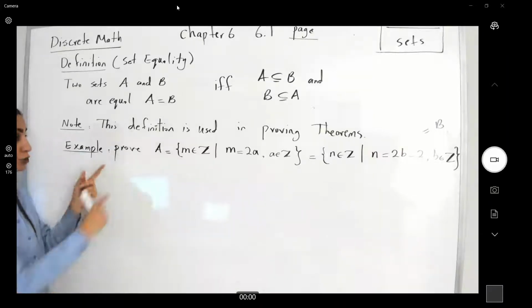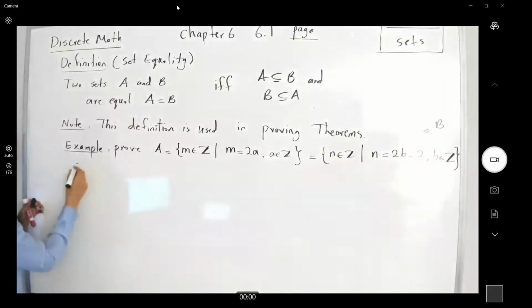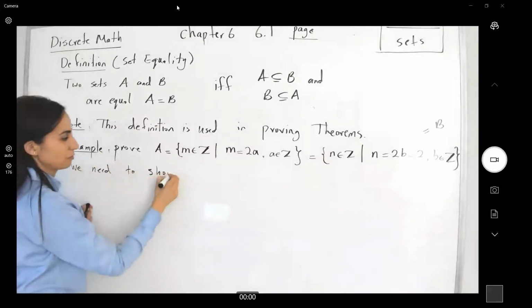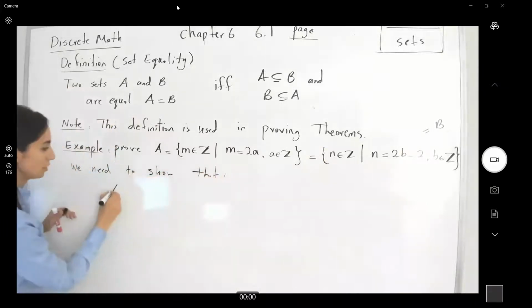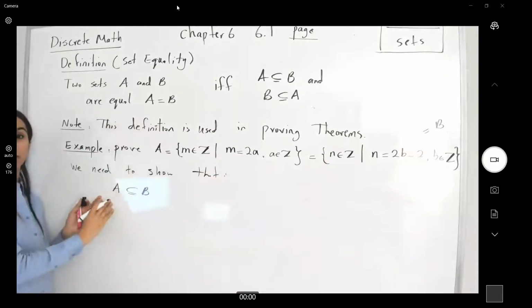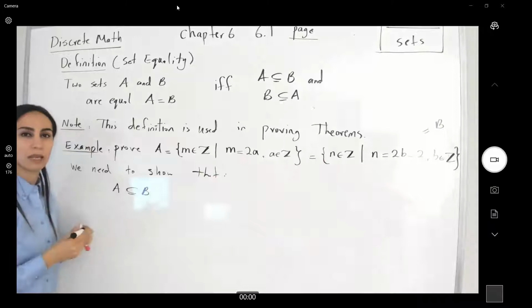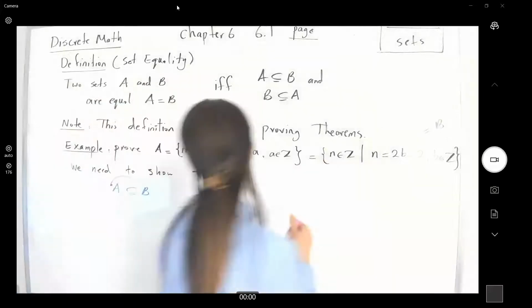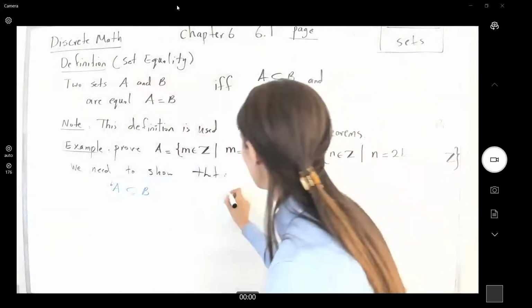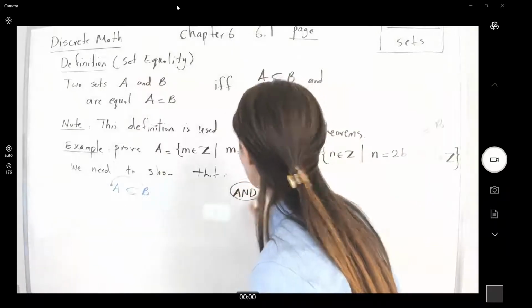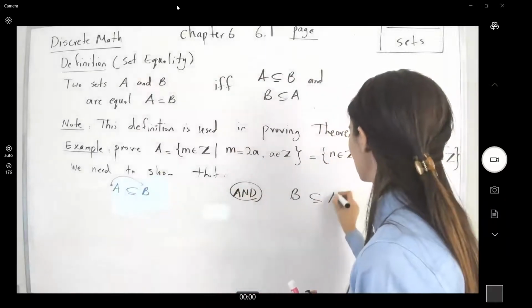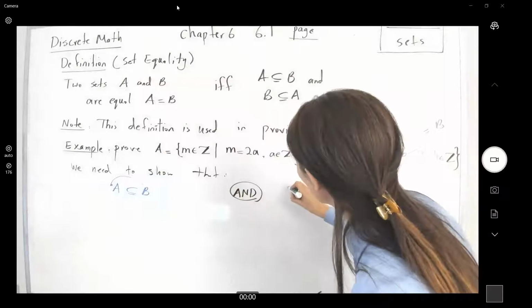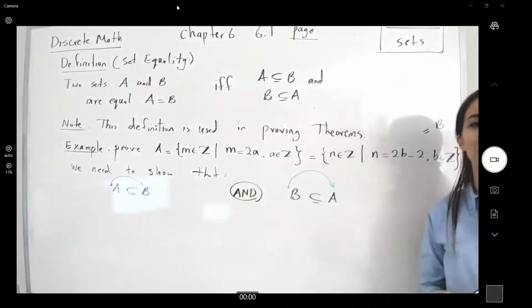It means that we need to show that A is a subset of B. A is a subset of B means that if I take any random element in A, that random element lands in set B. And also, we need to show that B is a subset of A. It means that if I take any random element in set B, that random element lands in set A.